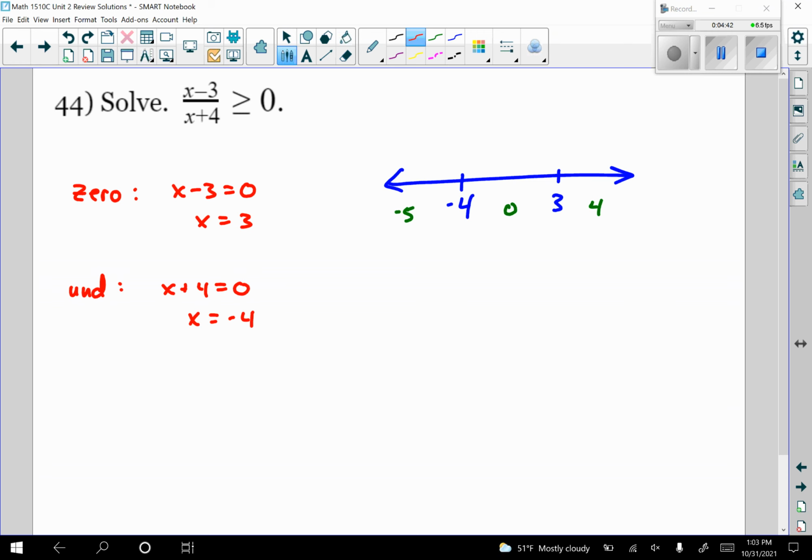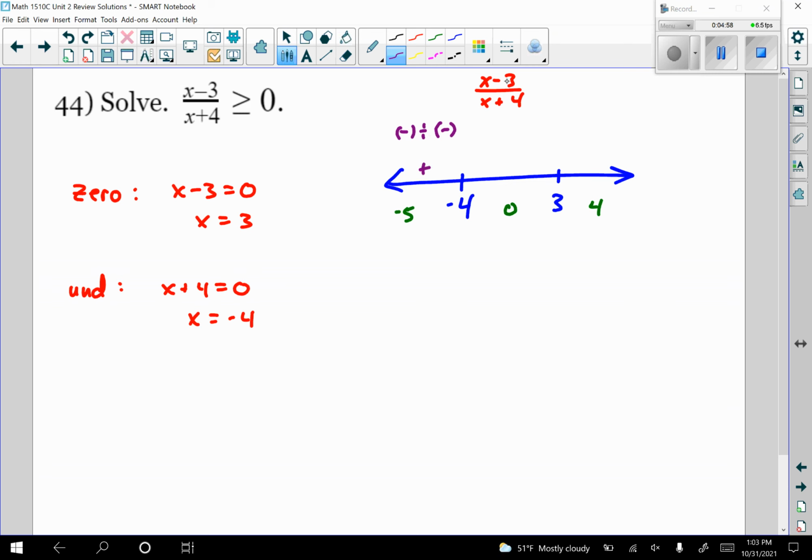So I'm going to substitute this into x minus 3 over x plus 4, and we'll determine our signs here. So if I have a negative 5 minus 3, that's a negative, divided by negative 5 plus 4 is a negative. A negative divided by a negative is a positive.